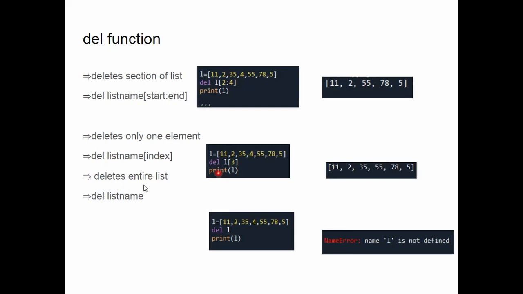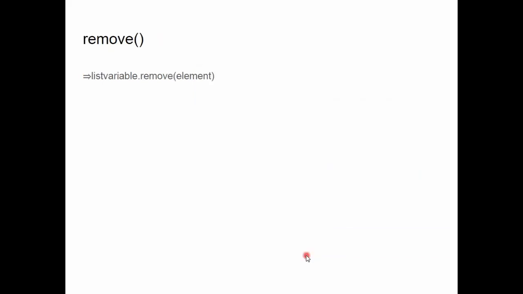Now if you want to delete the entire list, directly I will write del L. If you then want to display something which is not there, it will generate an error message. So after deleting the list, if you want to print the content of the list, it will generate an error message.